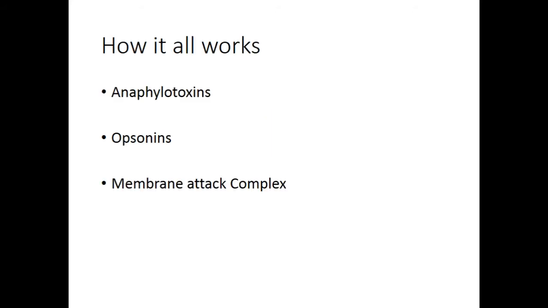Now, how does it all work? Once these complements get activated, they can act as anaphylatoxins, they can act as opsonins, or they can form membrane attack complexes. Now, what is an anaphylatoxin? Anaphylatoxins can recruit neutrophils and other inflammatory cells. They can cause leakage of blood vessels, increasing the permeability of blood vessels.